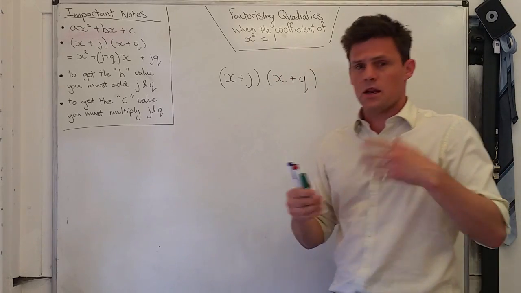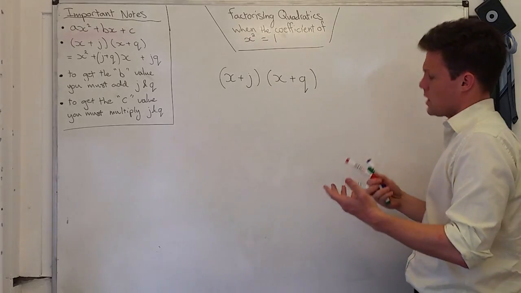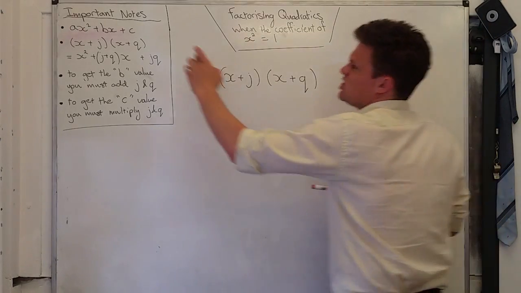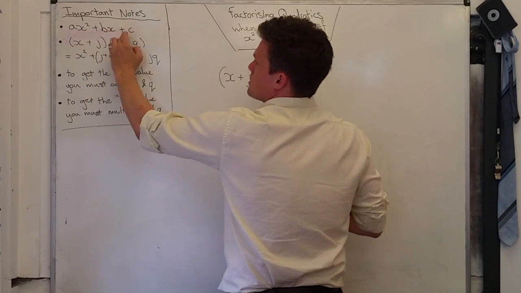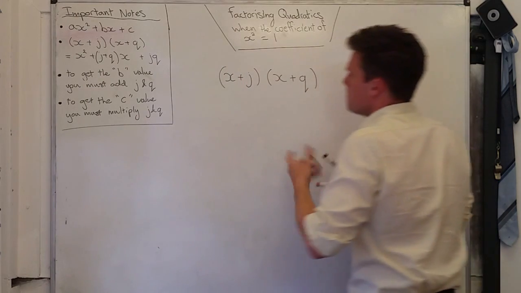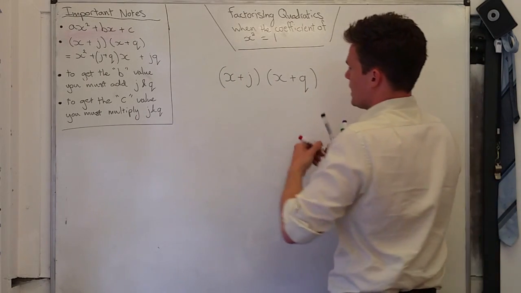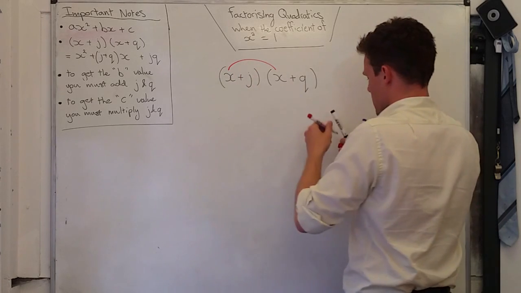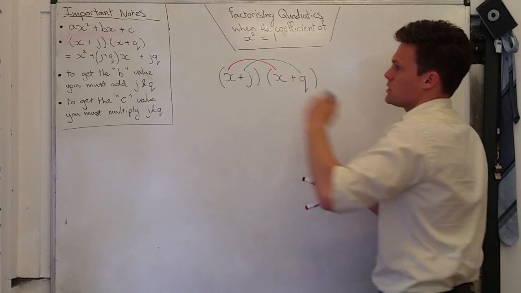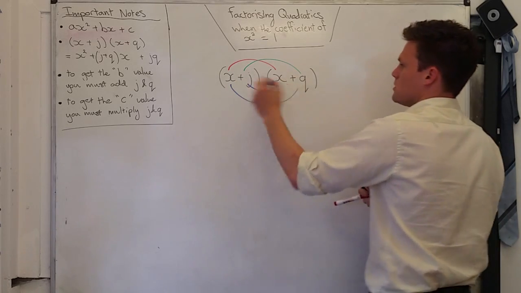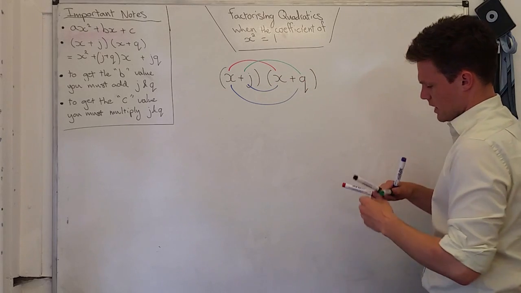Okay, so in my previous video, we talked about expanding double brackets. We know that if I wanted to get a quadratic, which is in the general formula of a number x squared plus a number x plus another number, I can start with two brackets, and we begin by multiplying across both brackets. So we ensure that every term in the first bracket is multiplied by every term in the second bracket.